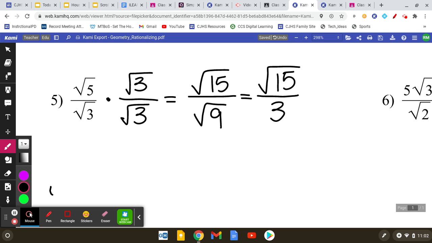Is that our answer? Can we simplify this any further? No. So if you were to put this and this into the calculator, they're the same number. This right here, what we started with, and this are the same number. All we did was multiply by 1. And now we don't have a square root in the denominator.